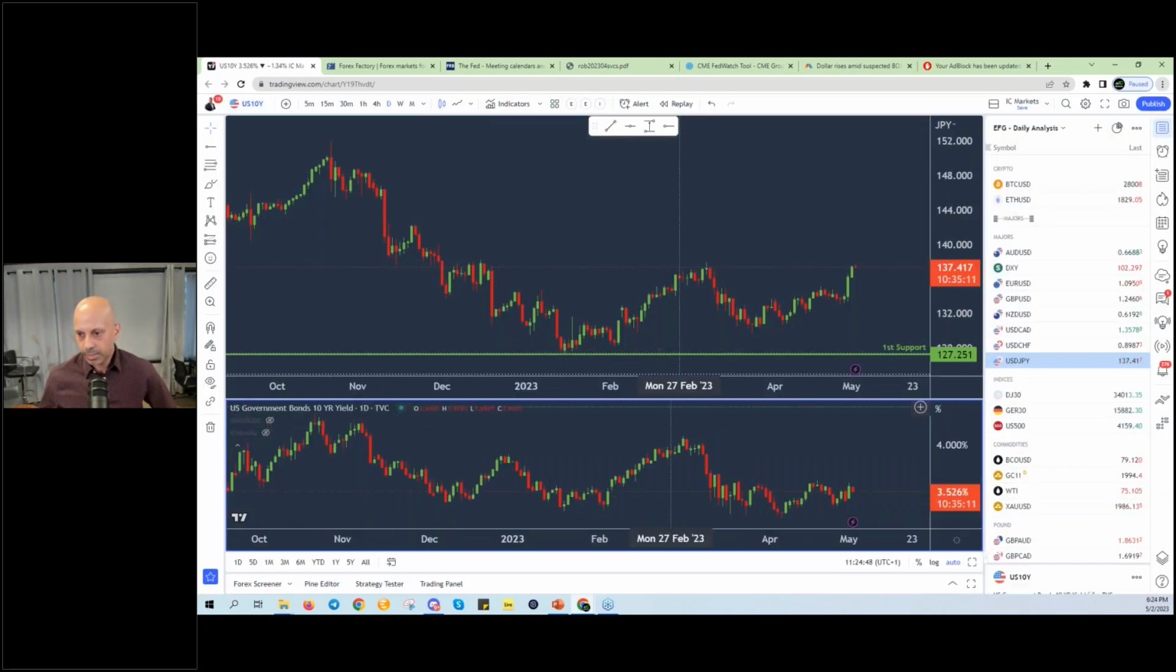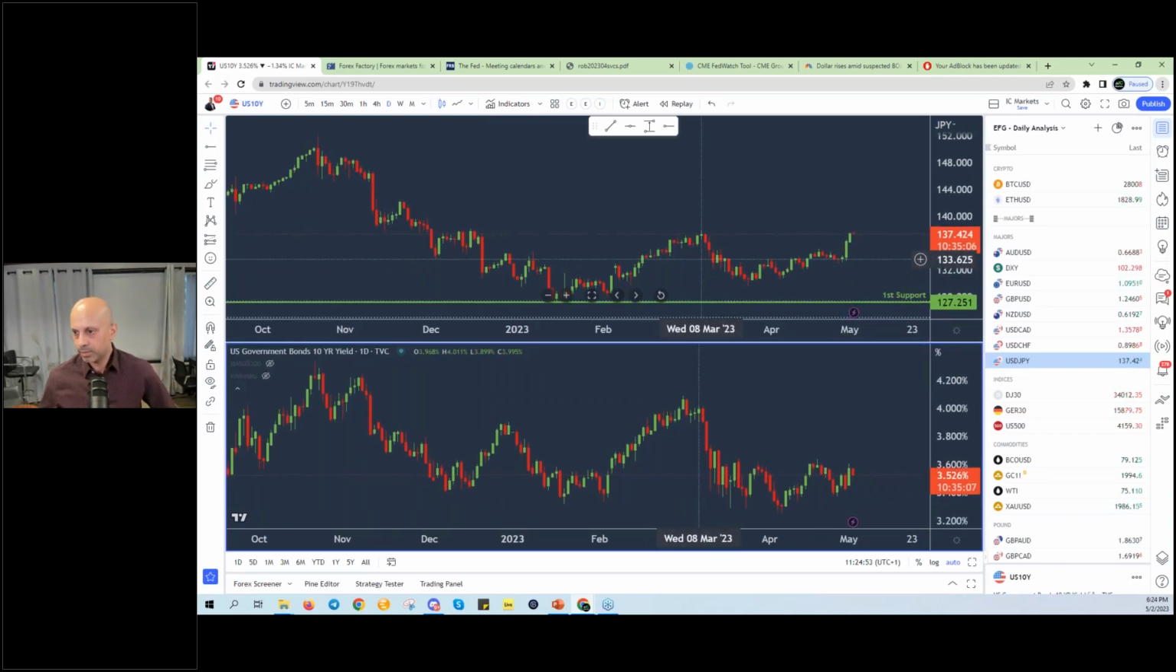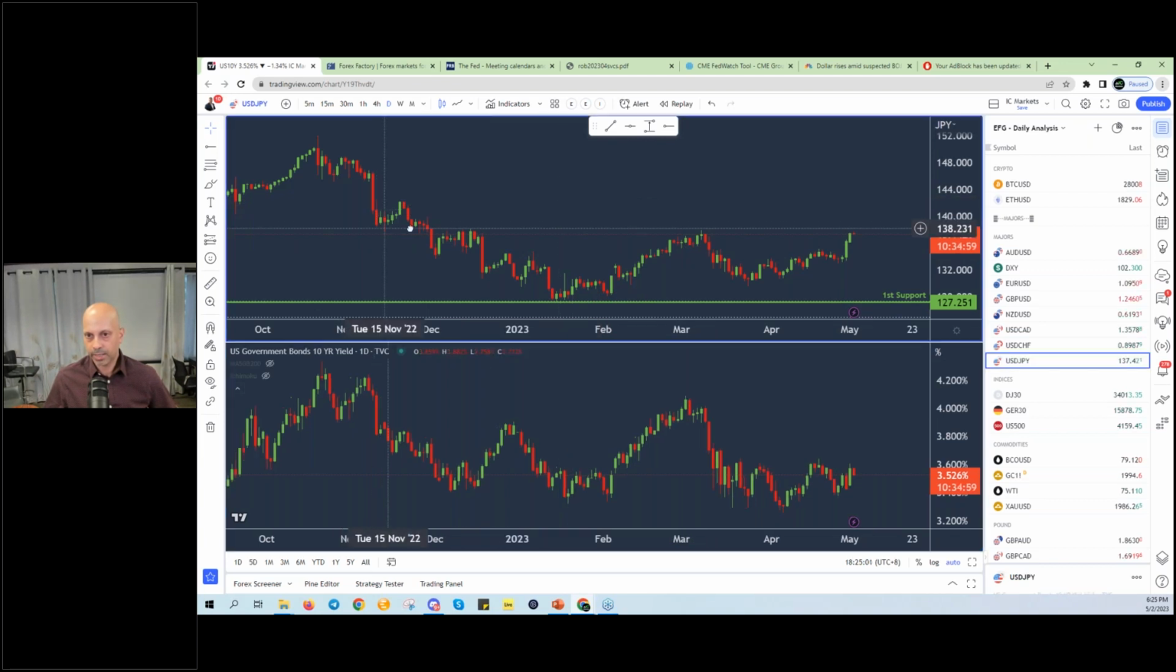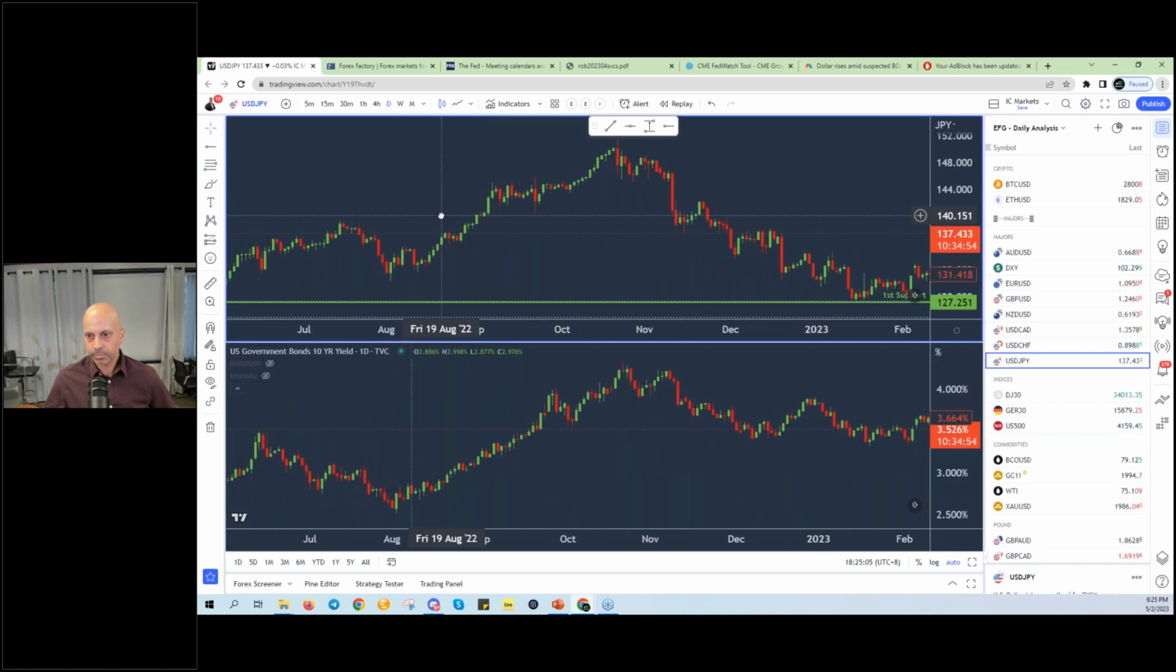So let's just make it about the same. Are my crosshairs all aligned? Okay, yes, my crosshairs are aligned as well. So let's just move back a little bit. As you can see, this is a daily chart.